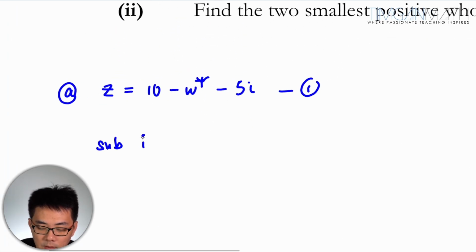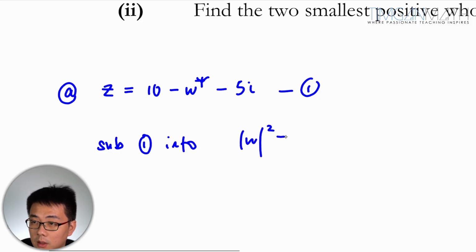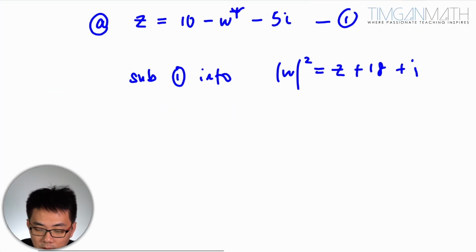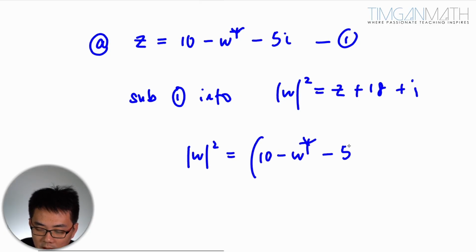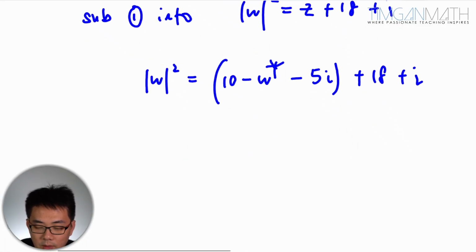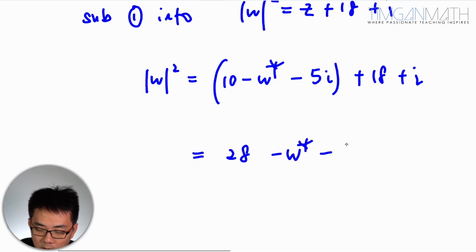Sub 1 into the second equation: z plus 18 plus i. Then we replace this, modulus w squared equals 10 minus w conjugate minus 5i plus 18 plus i. Then we just add everything up. This is 28, so 28 minus w conjugate minus 4i is modulus w squared.